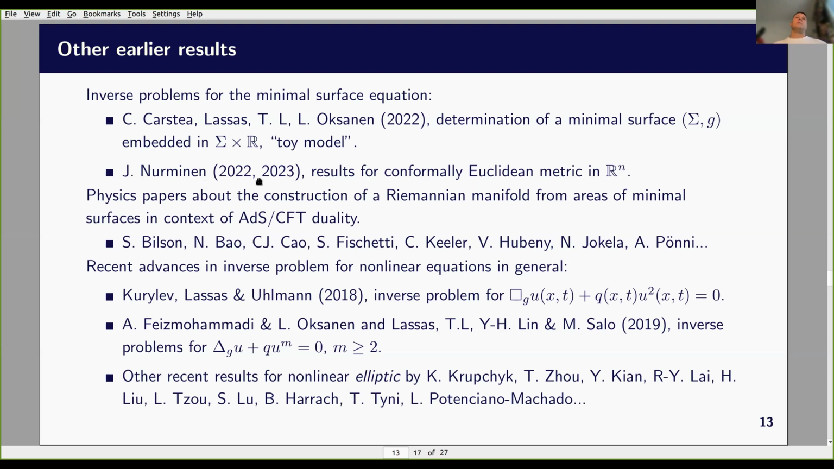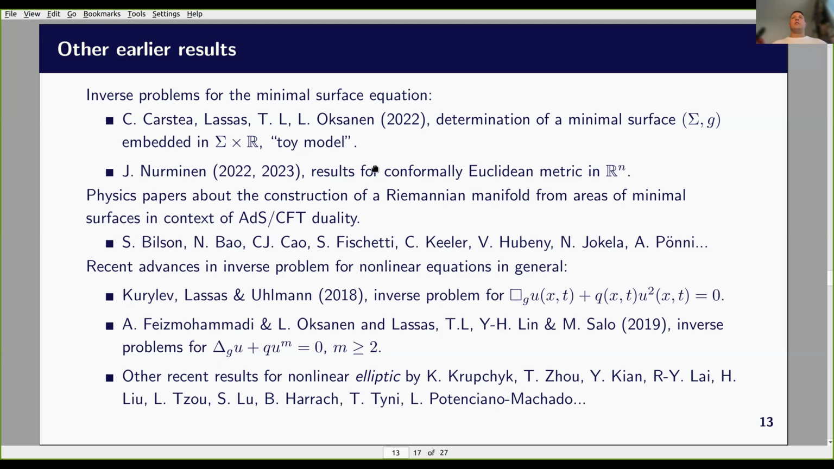About the same time, a little bit after that, Janne Nurminen from University of Jyväskylä, Finland, proved results for conformal Euclidean metrics in R^n about minimal surfaces. And he also studied some other conformal cases as well.